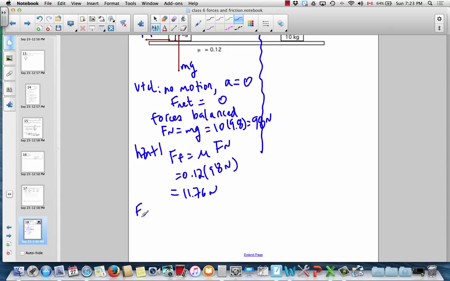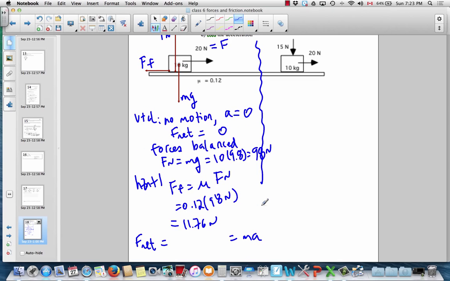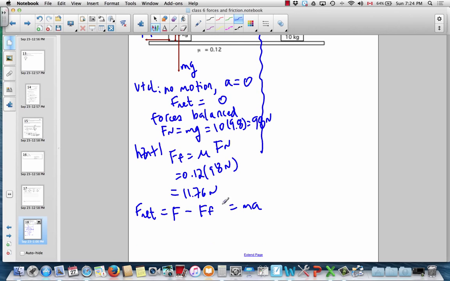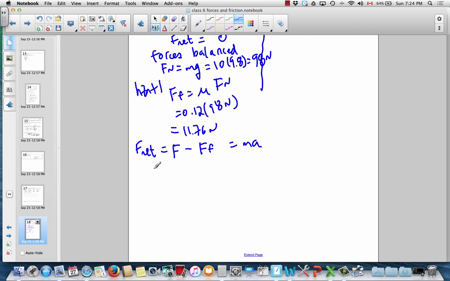So now we can figure out, well, what's the net force? Well, net force is always equal to ma. In this case, horizontally, we've got the applied force F, which is 20 newtons, minus friction, which is a little bit less than 12. So that is the net unbalanced force in this case. So we can solve that for the acceleration. And the mass is 10. So that's 8.14 divided by 10. The acceleration is 0.814 meters per second squared. Okay, so that's our first friction problem.